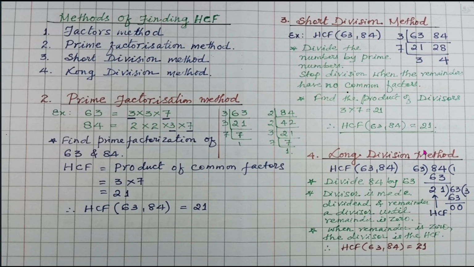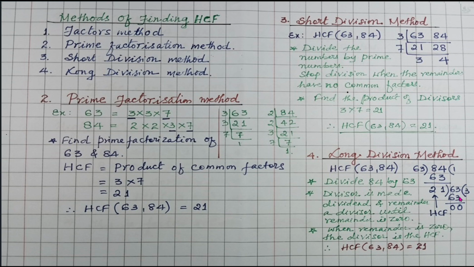Now the long division method, this is very interesting. Now we have 63 and 84. 84 is greater than 63, so divide 84 by 63 first. 63 1s are 63. The remainder is 84 minus 63, which is 21. Now 21 is smaller than 63. Divide 63 by 21. 21 3s are 63. The remainder is 0. As soon as the remainder is 0, the last divisor is the HCF, and therefore the HCF of 84 and 63 is 21.